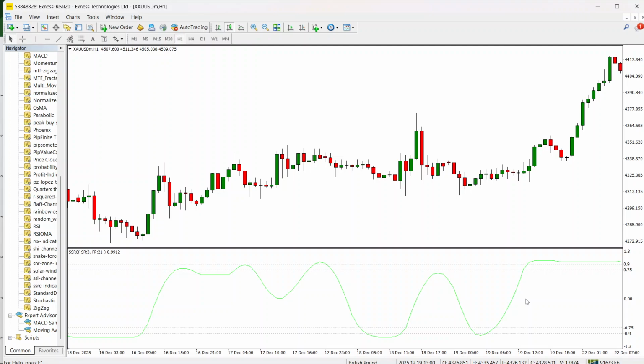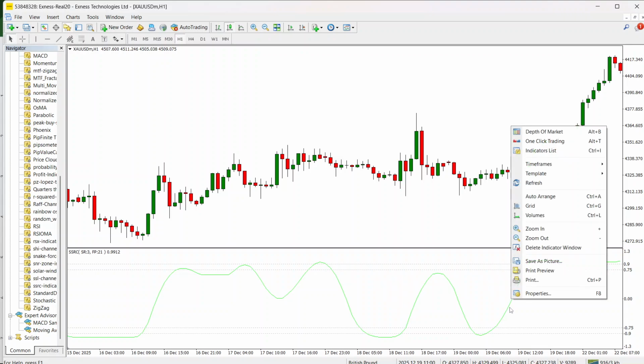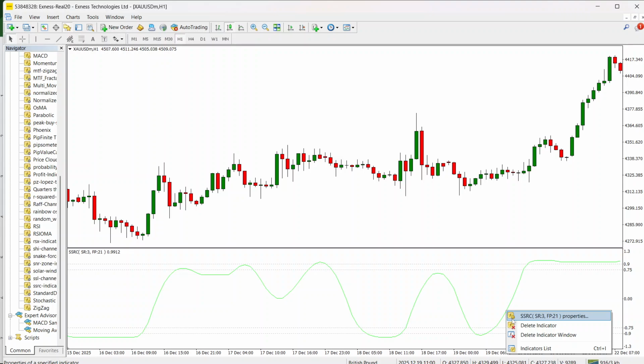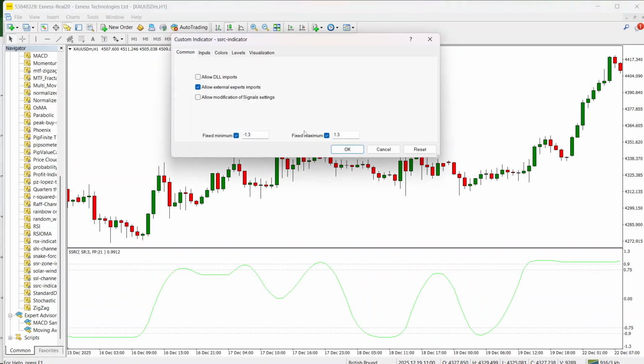Basic trading rules state that traders should go long if the SSRC crosses the zero level from below and go short if the SSRC crosses the zero level from above. In scalping strategies, the SSRC is combined with a 132 period exponential moving average on the 5-minute chart, with trades taken in the direction of the EMA when the market is overextended based on the SSRC indicator.